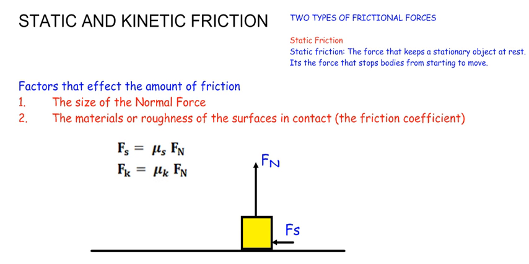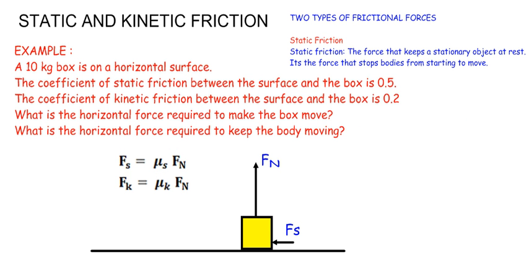For ice, for example, the coefficient of static friction between ice and ice is about 0.1, whereas the coefficient of kinetic friction is about 0.03. It's a lot smaller. Let us look at the application of an example.